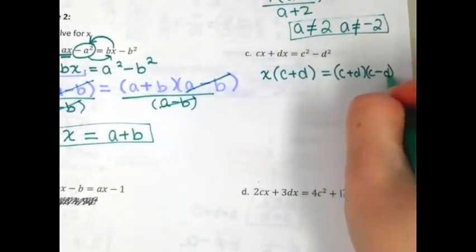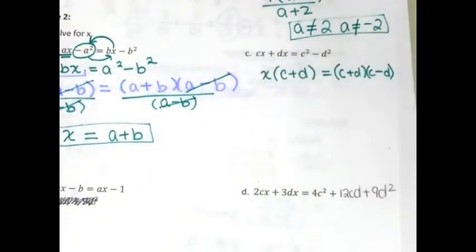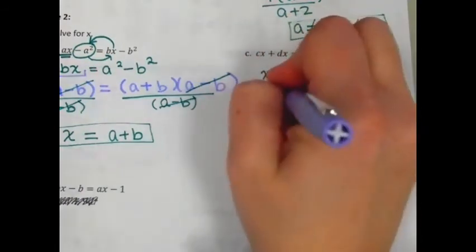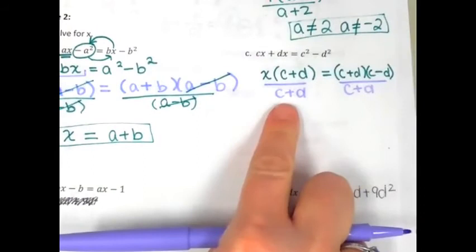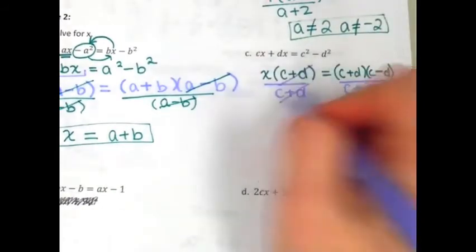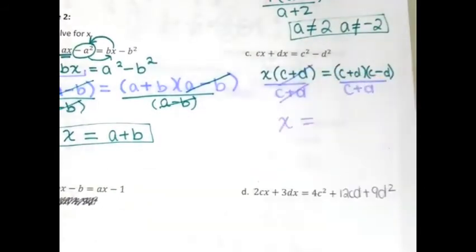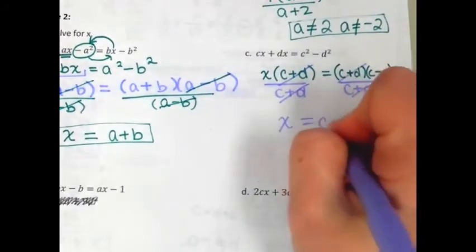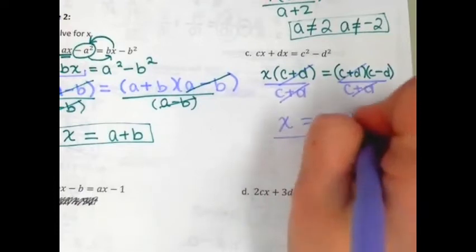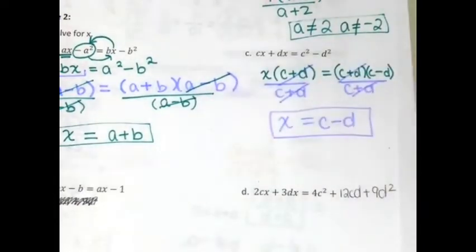Good. All right, solving for x, how do I get rid of the c plus d? Divide it. So the c plus d divided by c plus d will cancel to be 1. So I'm left with x. C plus d's, don't they cancel over here? And I'm left with c minus d. Awesome. Okay. All right. Any questions with that one so far?